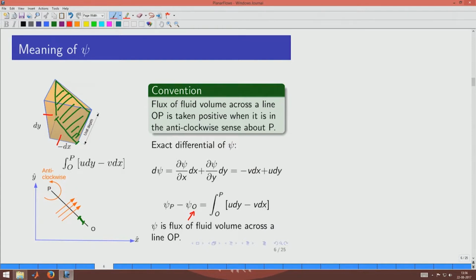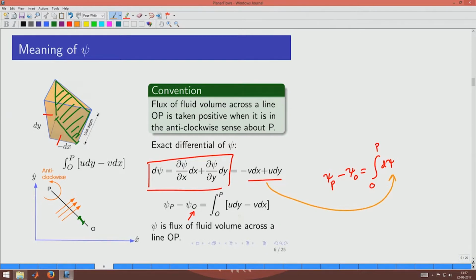Now, why are we saying that it is actually the volume flow of fluid through that segment? That will be evident like this. You see that psi is a well-behaved function, so you could write the exact differential of psi in this manner. It is a function of x and y, and when you write it like this, the two differentials can be expanded, and you now have this expression. Because this is an exact differential, psi P minus psi O is nothing but the integration from O to P of d psi. Now, d psi is already available to us, so that is what we plug in here, and that is what we have written here.